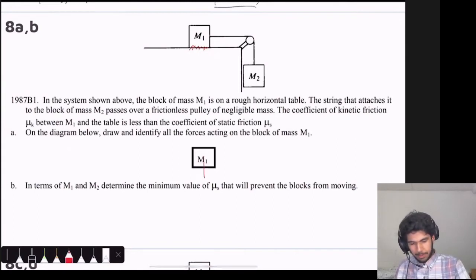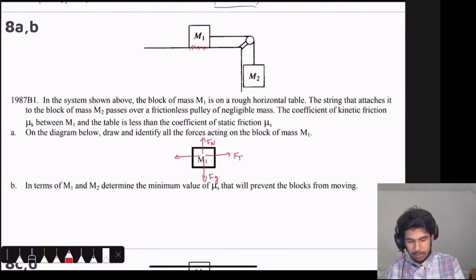So, first and most importantly, Fg points downward. Gravity makes sense. M1 is on a flat surface, so there's Fn pointing upwards, perpendicular to the surface. M2 is pulling M1 down, perhaps, but there's a string there, so there's got to be a force of tension pointing in that direction. And lastly, we have a frictional force because it's a rough table and that opposes motion. So that points to the left.